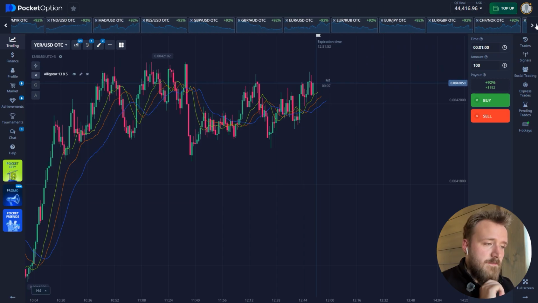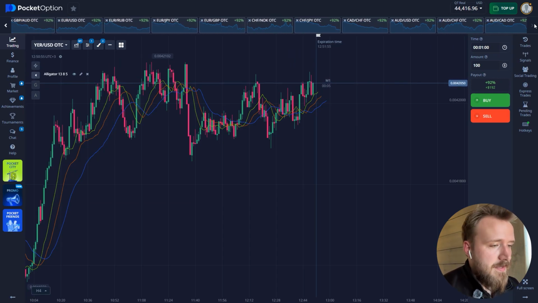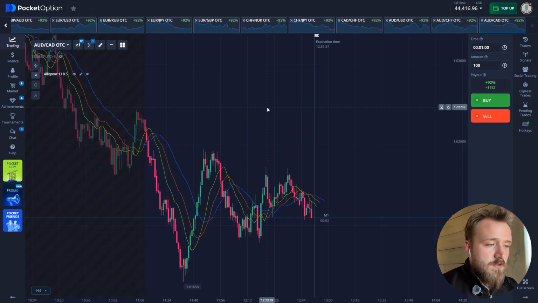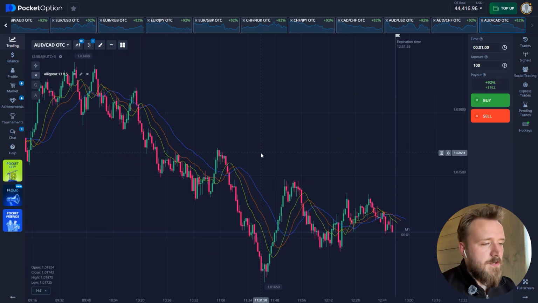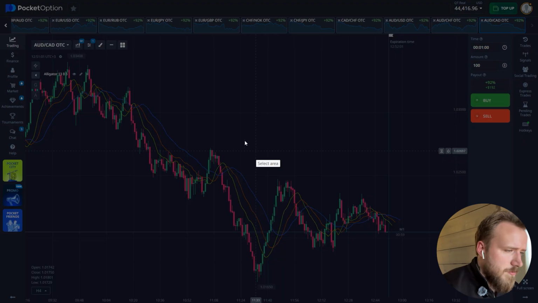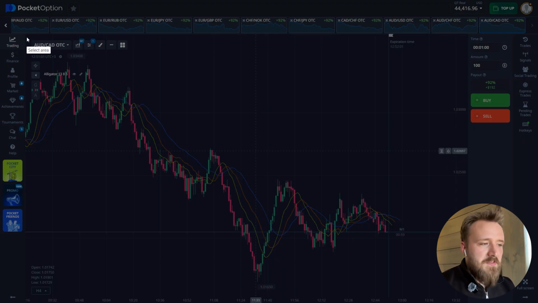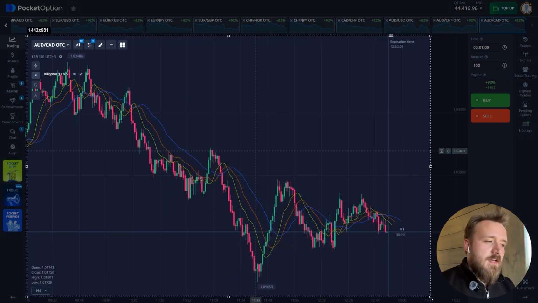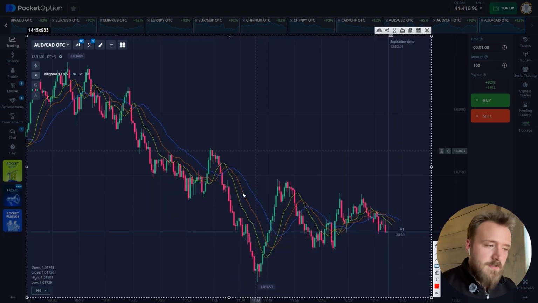Let's start with the very first asset. The currency pair is Australian dollar to Canadian dollar. Let's get started. I'll briefly explain the indicator's working principle now. There's nothing special you need to know here. Everything, as always, works very simply.